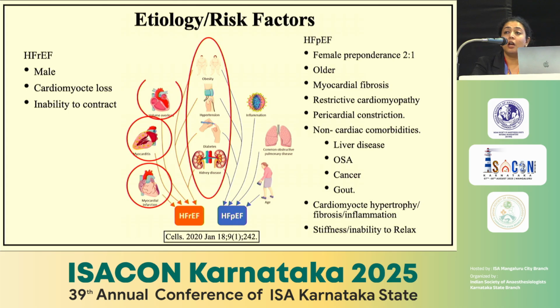aortic regurgitation. On the contrary, heart failure with preserved ejection fraction usually shows a female preponderance, and the patients are usually older, and it is characterized by structural and cellular alterations, including cardiomyocyte hypertrophy, fibrosis, as well as inflammation, all leading to inability of ventricle to relax. Secondarily, heart failure with preserved ejection fraction has a higher prevalence of non-cardiac comorbidities like chronic obstructive airway disease, liver diseases, OSA, cancer, as well as gout.